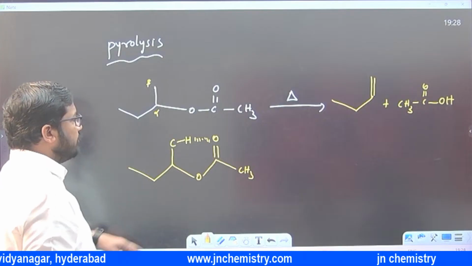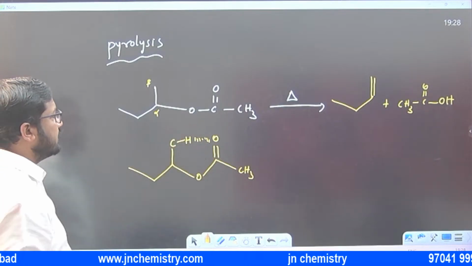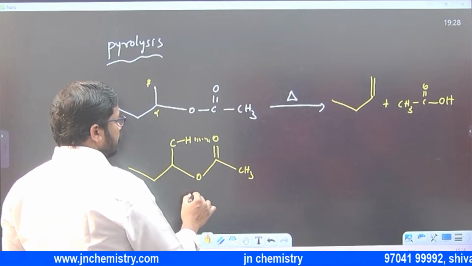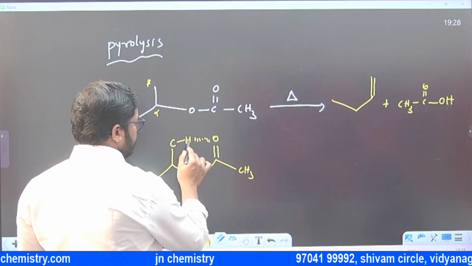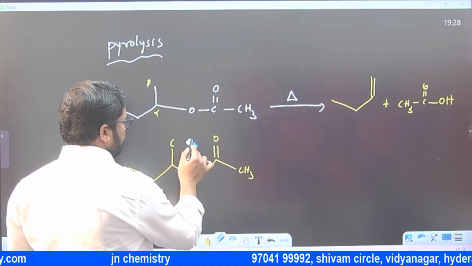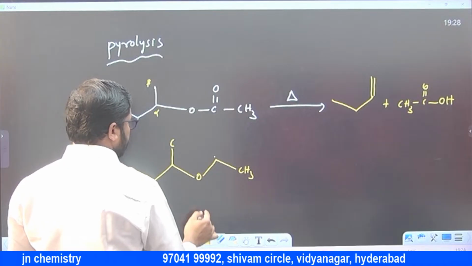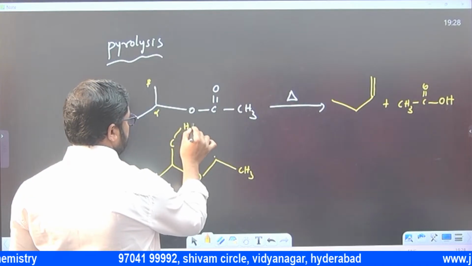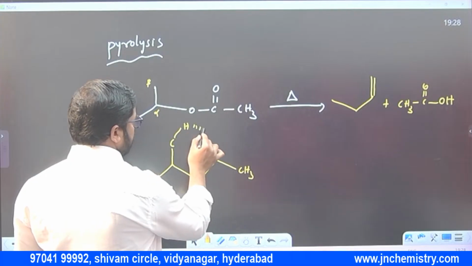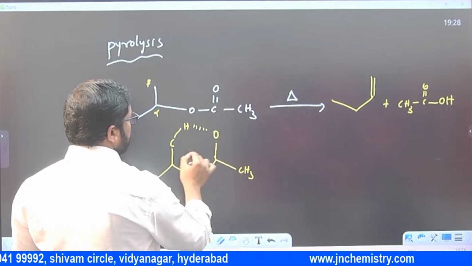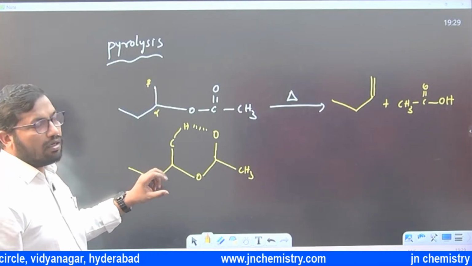Cyclic 6-member ring forms out. 1, 2, 3, 4, 5, 6-member ring cyclic transition state is forming. The 6-member transition state is forming. So that's the reason Hoffman alkenes are forming.